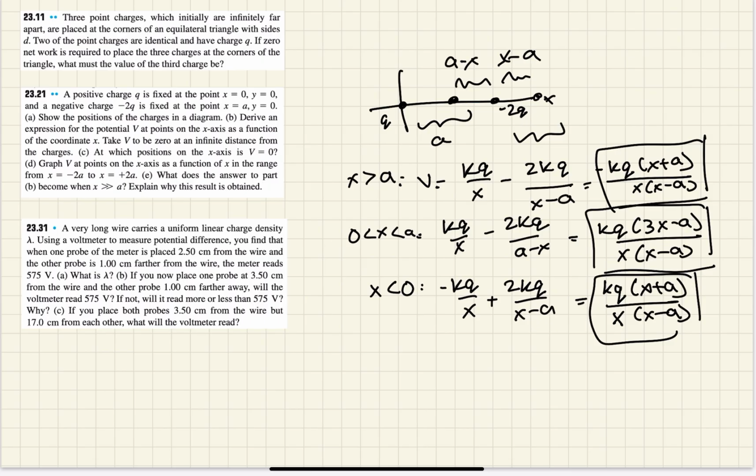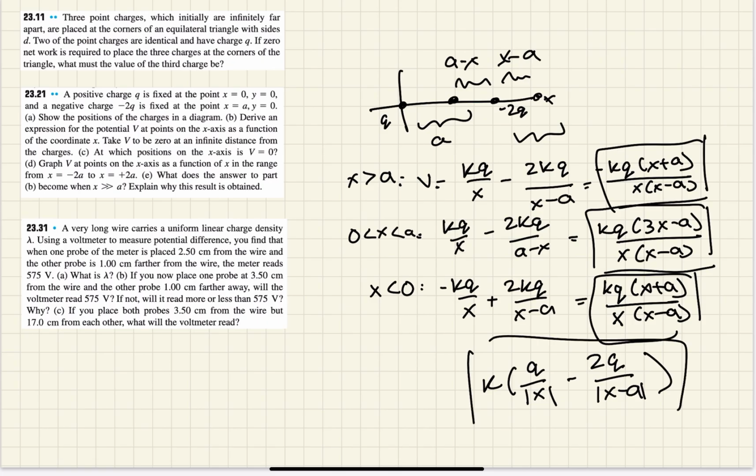If you want a general expression, it's going to be k times q over the absolute value of x, absolute value to indicate that even if x is negative, it's positive, minus 2q times the absolute value of x minus a, especially for this part where it has to be a minus x for it to remain positive. So that's your answer.